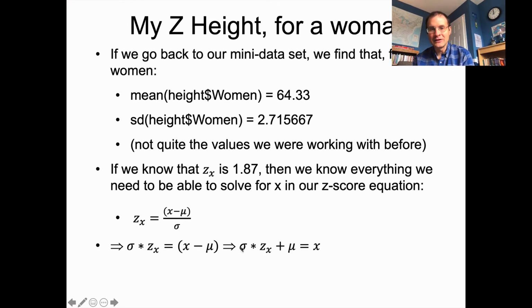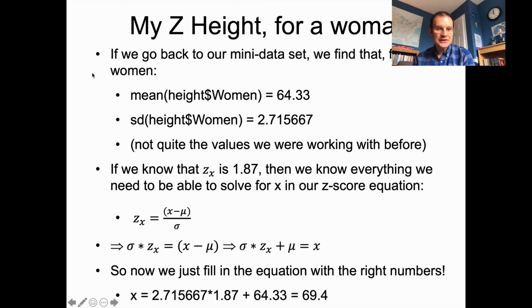We just need to fill in the relevant values for the equation to figure out what x is. But remember, basically what this is saying is that x is going to equal the standard deviation times the z-score plus the mean of that distribution. So if we just plug in the numbers, some of these numbers are maybe longer than we really need to know, but we get x being equal to 2.7 blah blah blah times 1.87 plus the mean height for women, which is 64.33.